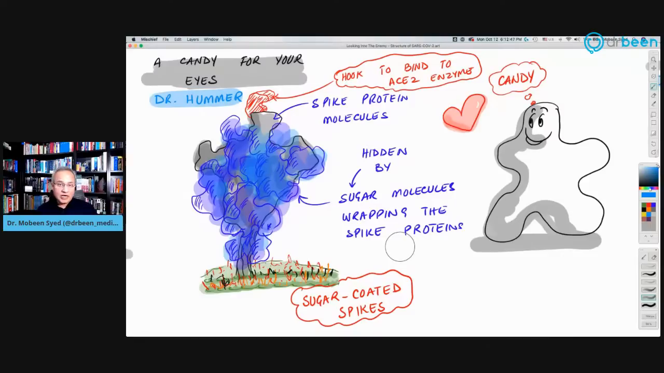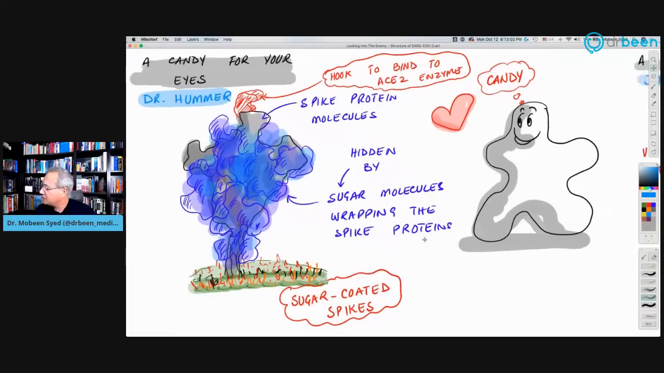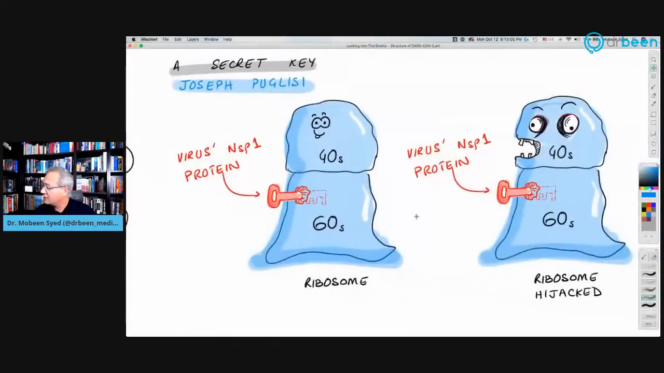So back here. What is happening now is that the spike protein is wrapped in the sugar, and those sugars are protecting it from our immune system, kind of deceiving our immune system to say, hey, there's nothing to see here. It's only candy. And then it has a tiny hook that it is trying to connect to an ACE enzyme. Beautiful mechanism for the virus, not for us.